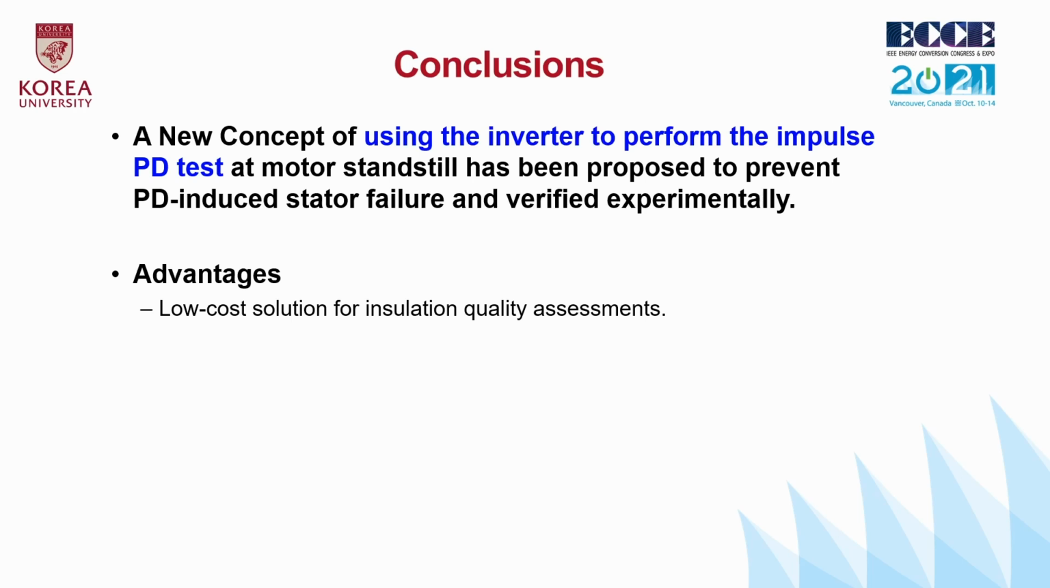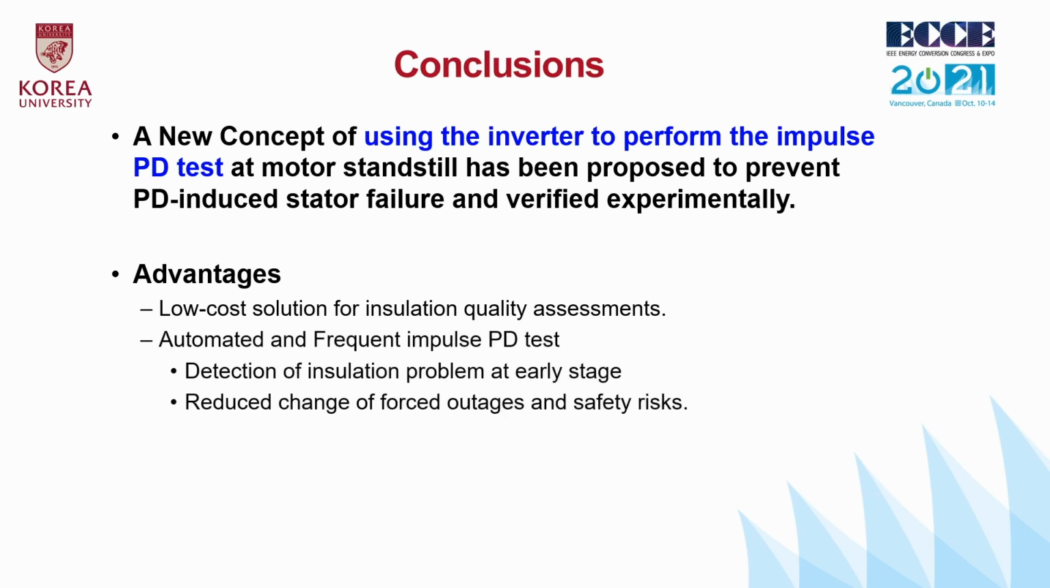It was also shown that PD can be detected with a low-cost monopole coaxial cable antenna installed inside the motor. Since the proposed method is capable of performing the impulse PD test automatically under voltage stress higher than that during motor operation, it is expected to detect insulation aging at an early stage to improve the reliability of the motor.